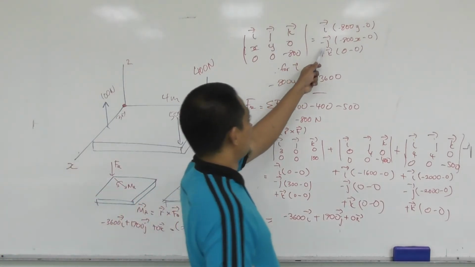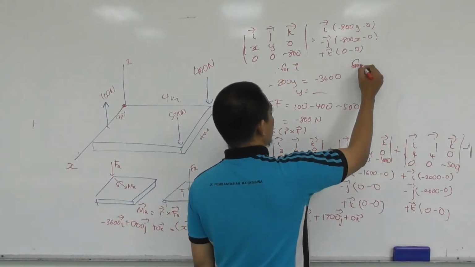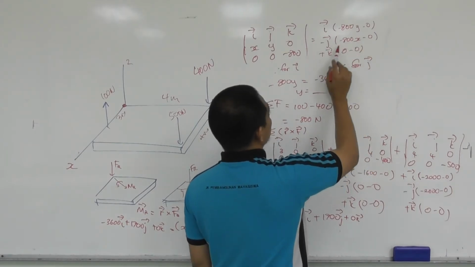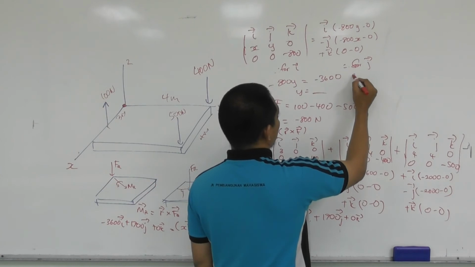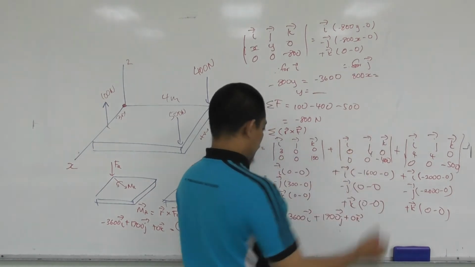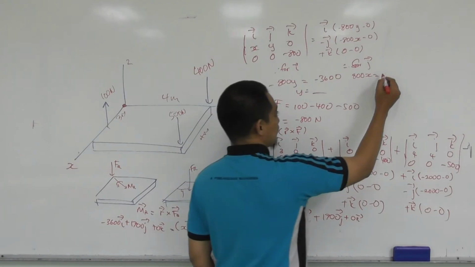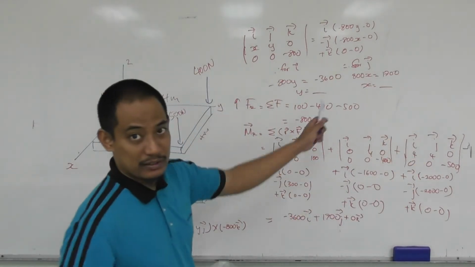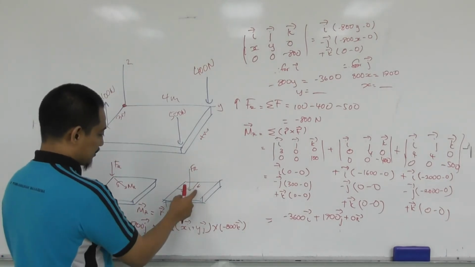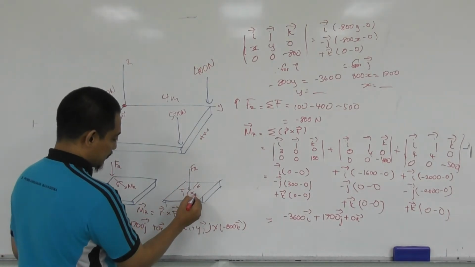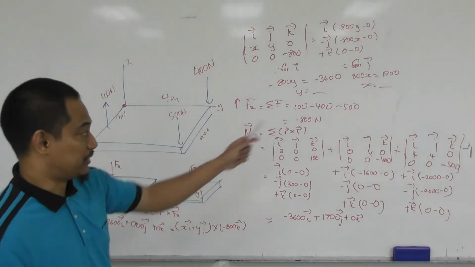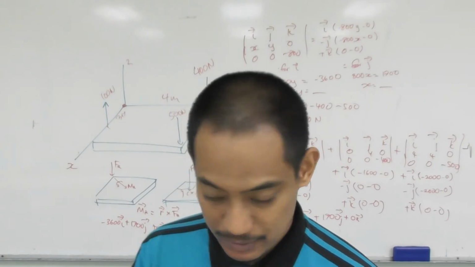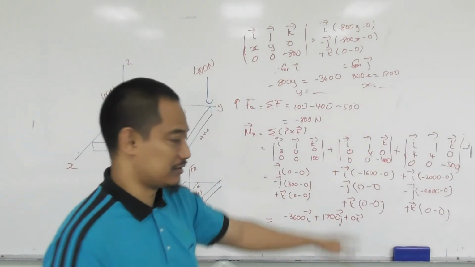Similarly for the j component, minus minus becomes plus 800x should equal 1700. So x should be equal to something. Once you get that, again check what you need. Okay, this is the coordinate. So the x, y coordinate is obtained from there. Hopefully you follow the steps. It's not difficult.